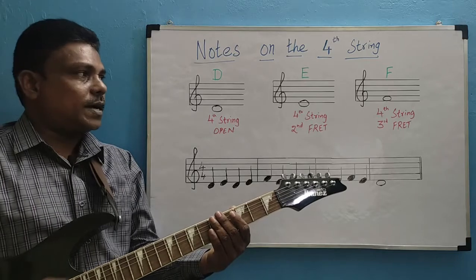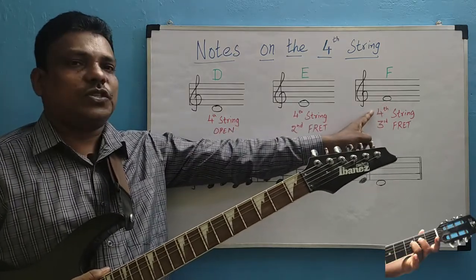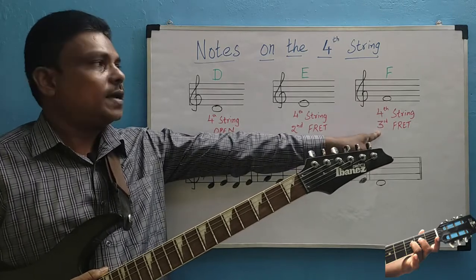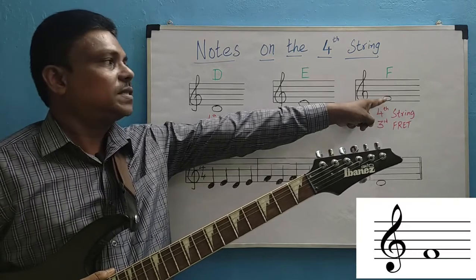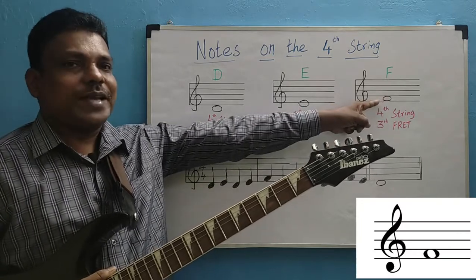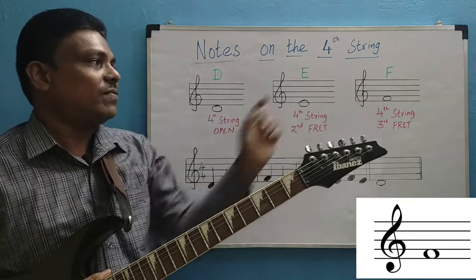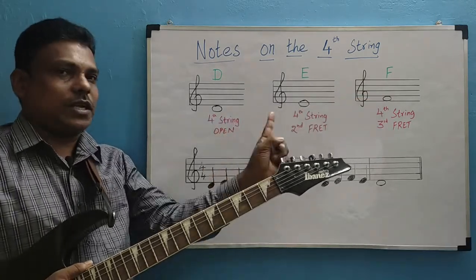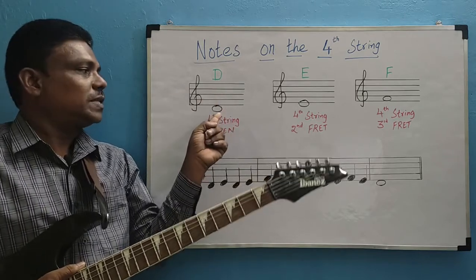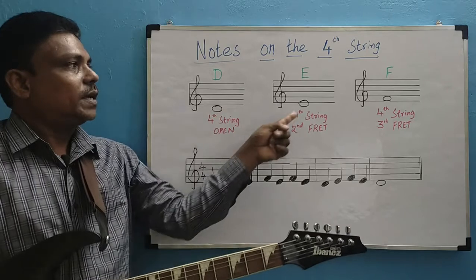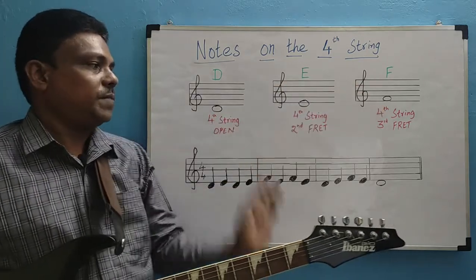The next third note is F. F comes on the fourth string third fret, and where it is written on the stave line, it is written on the first space. Notes on the spaces are F, A, C, E. So note which comes on the first space is F. Easy to identify all these 3 notes. Open string D note comes just below the stave line. E note comes on the first line. F note comes on the first space.